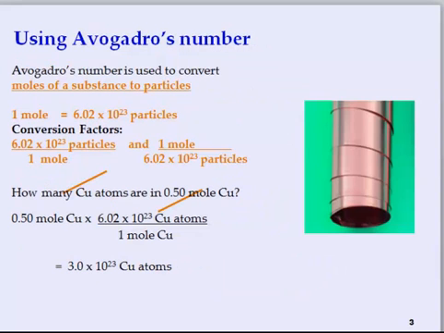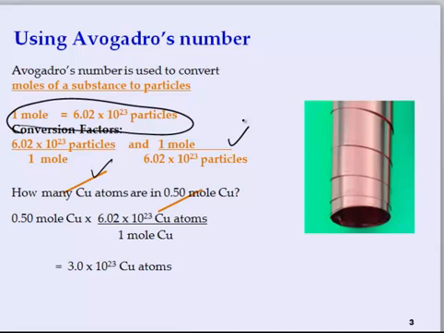Now, a mole can also be expressed as an equality. So here is your equality that is written to you. A mole is 6.02 × 10^23. You can convert that into two conversion factors. We learned this back in the dimensional analysis chapter.